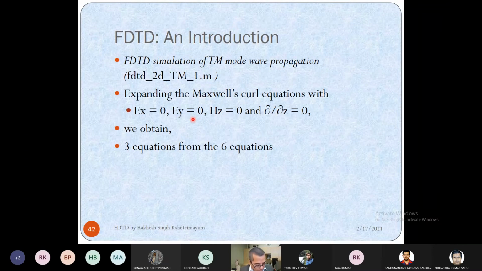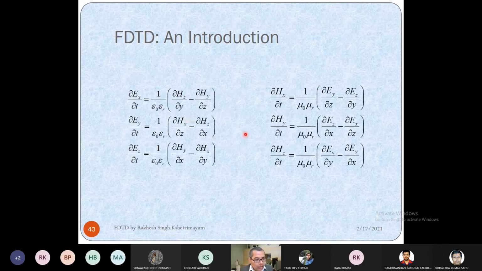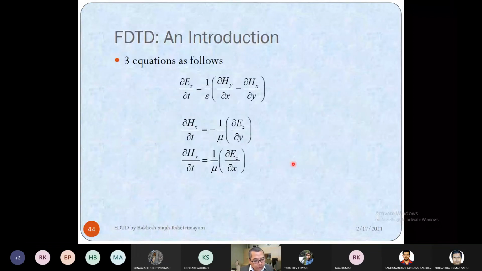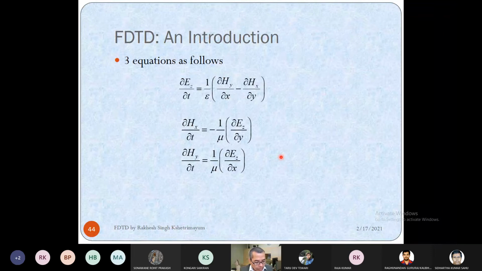If you put this condition in the 6 scalar Maxwell equations, with Ex and Ey equal to 0 and Hz equal to 0, then we can simplify the 6 equations into just 3 equations. These are a much simplified version of the Maxwell equations for the 2D FDTD analysis. These are the 3 equations we'll be discretizing in both space and time to get the FDTD update equations.